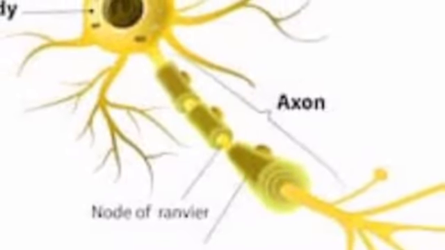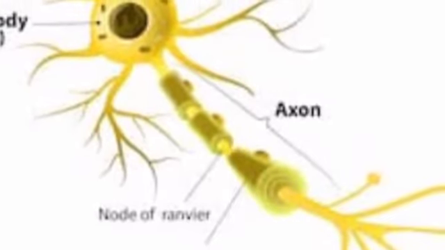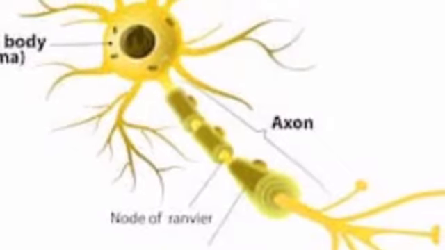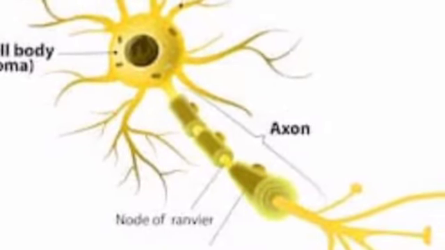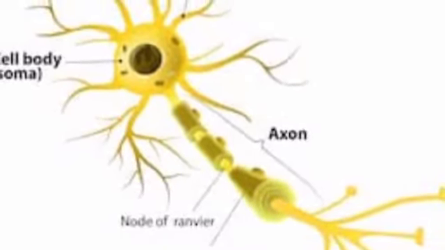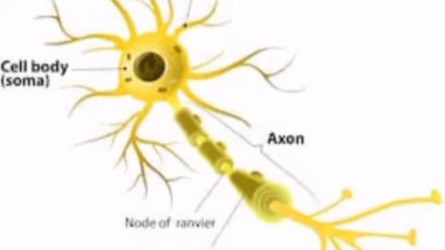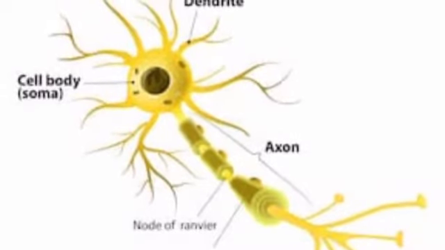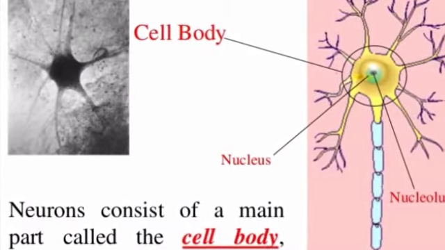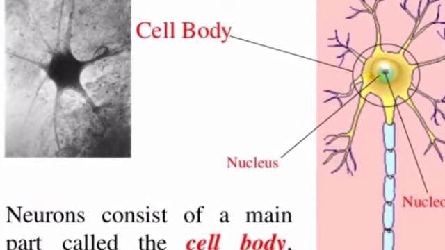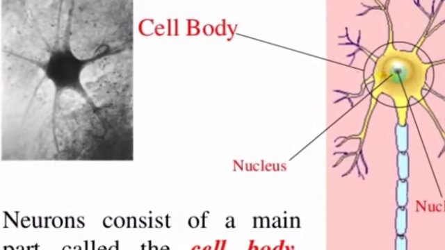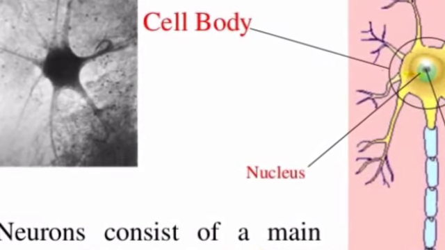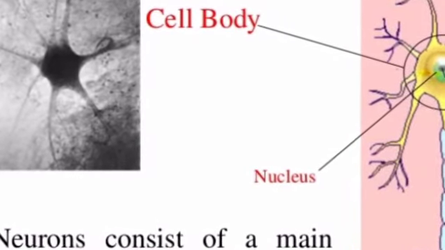Now let's move to the structure of a neuron. A neuron looks like a tree with branches coming out of it. A neuron consists of the cell body, dendrites, axon, myelin sheath, nodes of Ranvier and synapse. The first part is the cell body. It is also known as soma. It is the central part of the neuron. It contains the nucleus and cell organelles. Protein synthesis takes place here.